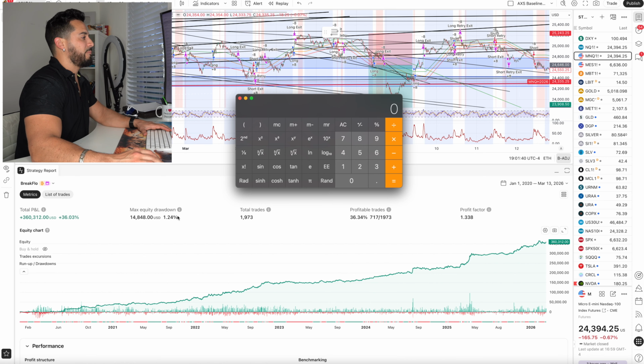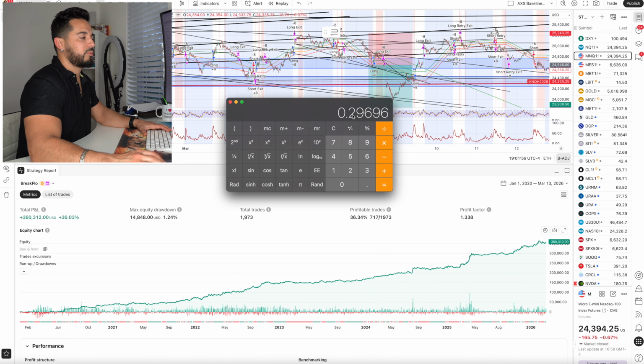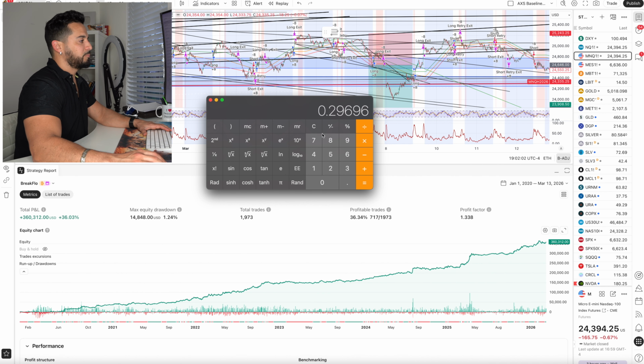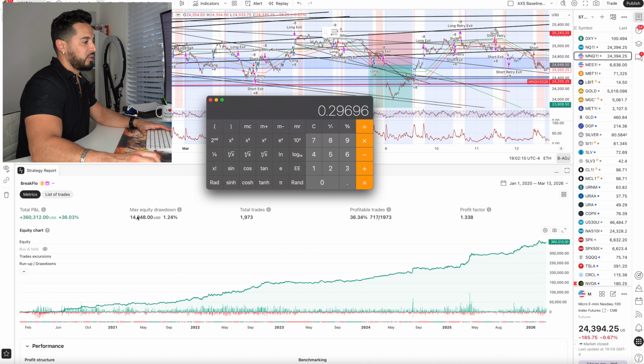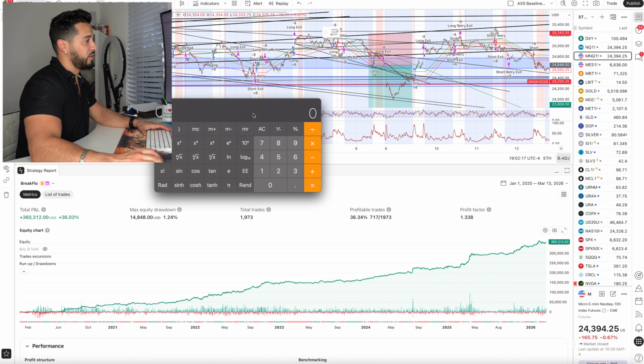So as you can see here, max equity drawdown, it's $14,848. So let's put that here, 14,848 divided by the initial starting investment amount, which is 50,000. As you can see, it gives us almost a 30% maximum historical drawdown, 0.29696. So this right here would be the standard risk profile, maximum 30% historical drawdown. But as you can see, the return is also super high. So yes, you will be risking more, 30% drawdown, but the profits, in my opinion, outweigh the risk.